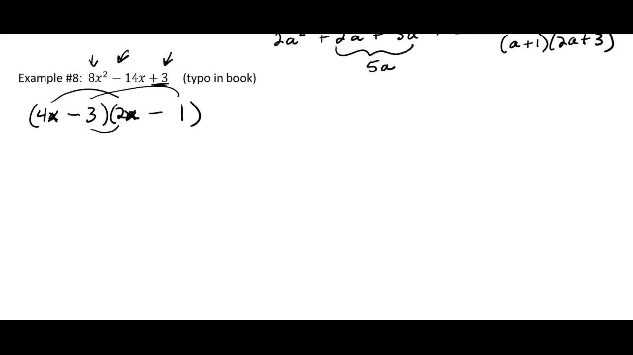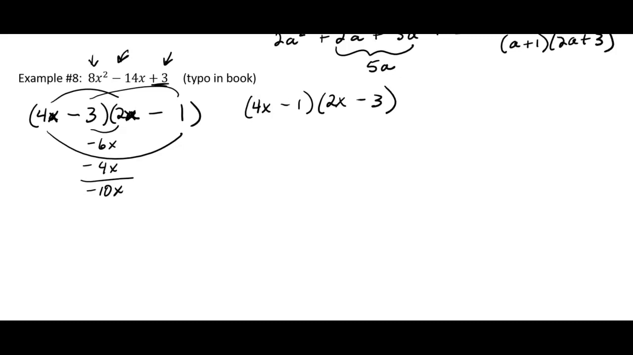So you get a negative 6x here, and you get a negative 4x there. And that adds up to negative 10x. So I'm going to say that's not it. So let me try a different one. Let's try 4x minus 1 and 2x minus 3. Let's try that combination. So I kept my 4x and 2x, and now I'm trying the 1 and the 3 in different spots. See if this will work. If it doesn't work, then I'm going to go to 8 and 1 instead of the 4 and 2.